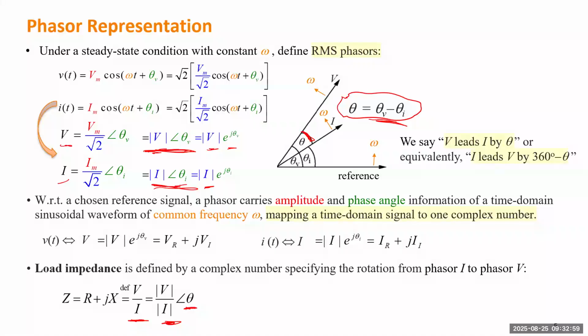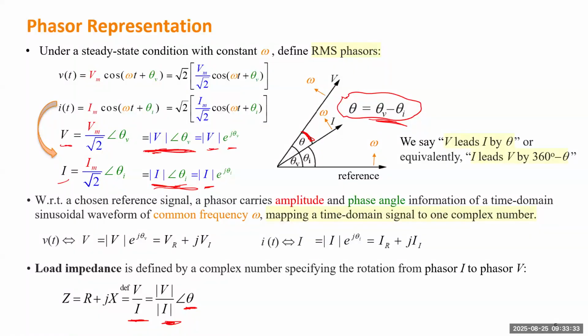So the load impedance really tells you how you change from a current phasor to a voltage phasor. Okay, so first you need to amplify the magnitude by this ratio. Then you need to increase the angle by theta. So you make this current longer by this absolute value, and then you add another angle by theta. So that's what it means.